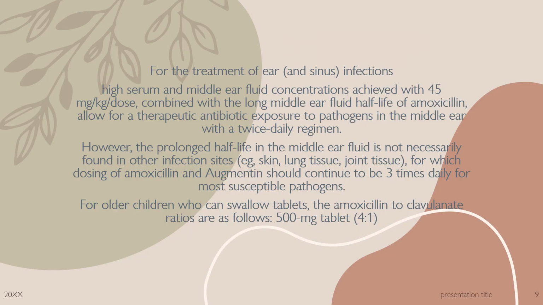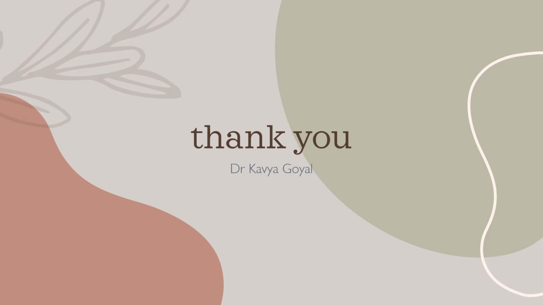So for ear or sinus infections, the dose is 45 mg per kg per dose BD and not TDS because these have a long half-life in the middle ear fluid. On the other hand, for all other places like skin, lung, tissue or joints, you need TDS doses.